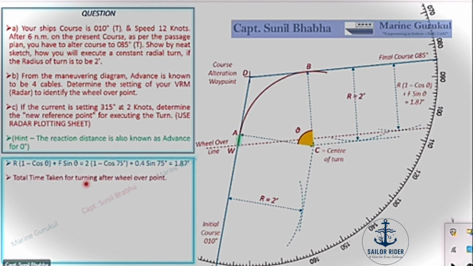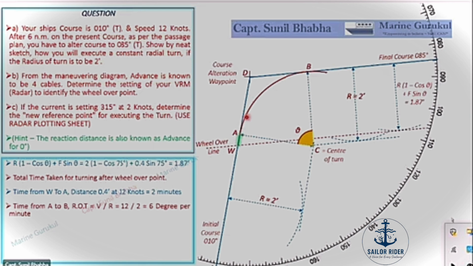Now total time taken for turning after the wheel over point is given by, first of all, going from W to A, whiskey to Alpha, the total distance to be covered up is 0.4 miles or 4 cables, and the vessel is moving at a speed of 12 knots. So at a speed of 12 knots, covering a distance of 0.4 miles will take 2 minutes of time. So the vessel requires 2 minutes to reach from whiskey to Alpha. That is the green color track on the plot. I'm showing it by the laser pointer.